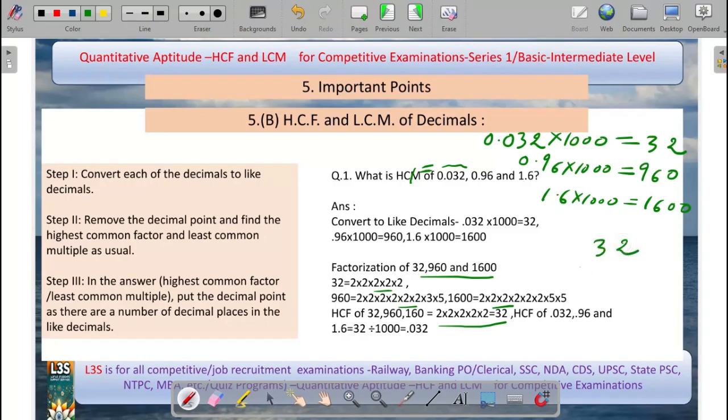Now, because we multiplied by 1000, we have to divide this number by 1000, then we will get 0.032. That will be the HCF of these decimals. The HCF of these numbers is 0.032. This is the procedure.